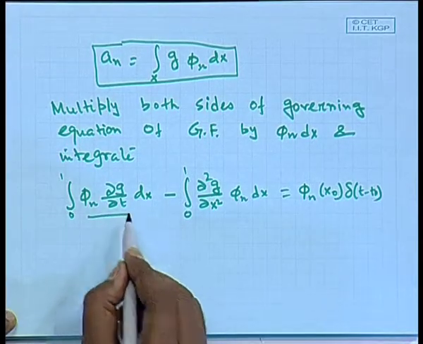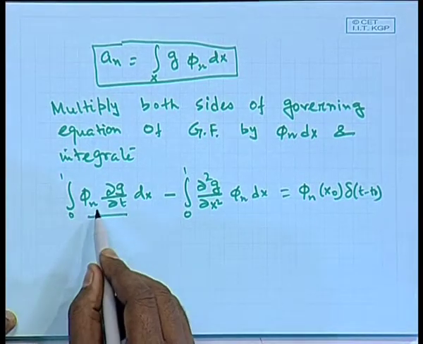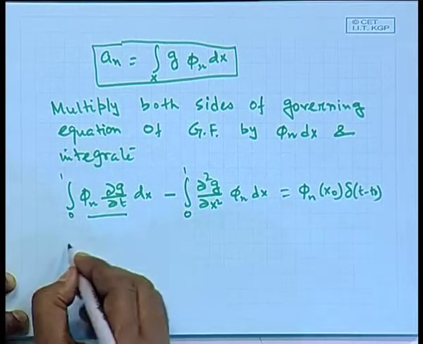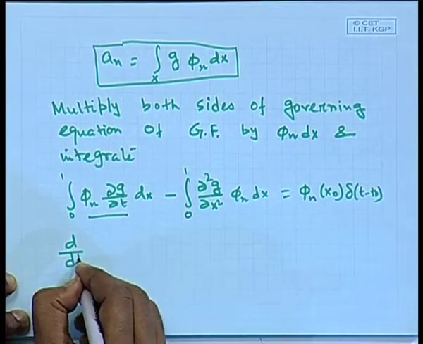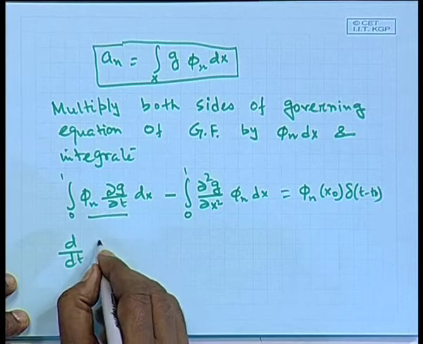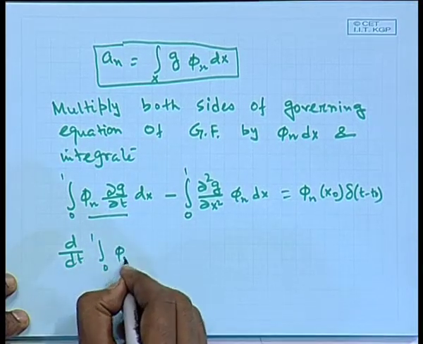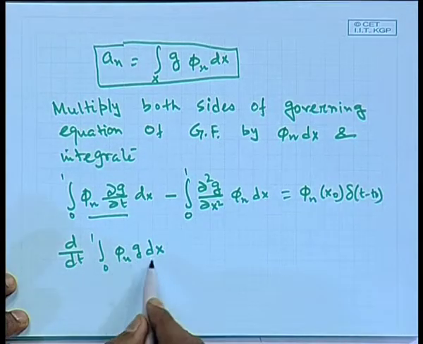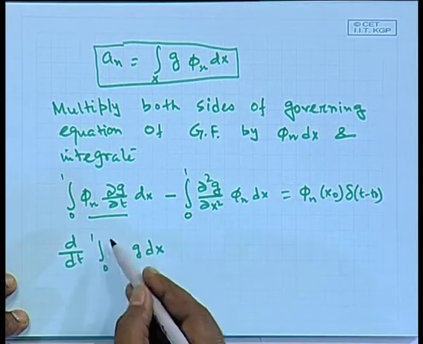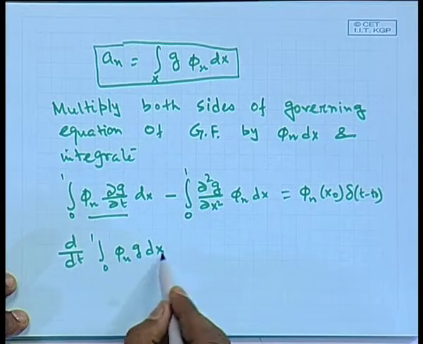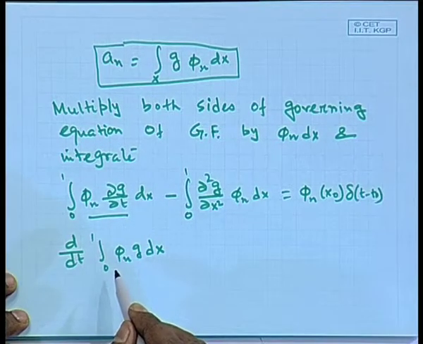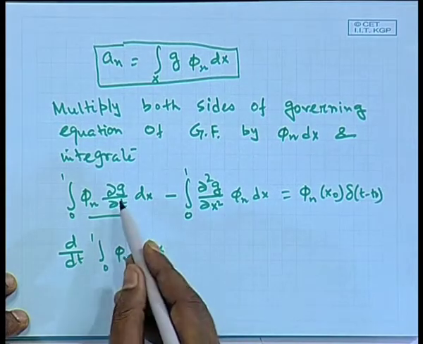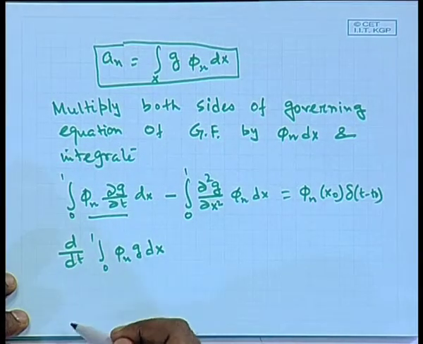Now, what is this? This integration is over x, so it does not hamper the derivative with respect to time. So this del del t becomes d dt from 0 to 1 phi n g dx, because after integration over x, and it is a definite integral from 0 to 1, it will be independent of x once you put the limits. So it will be a function of time alone. So the partial derivative becomes a total derivative with respect to time.